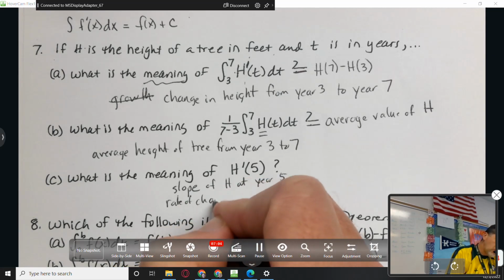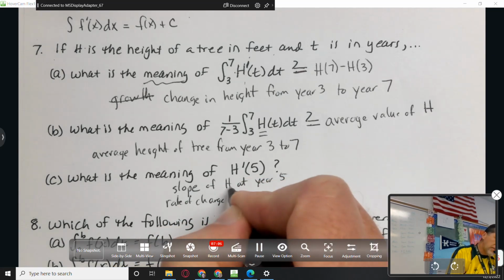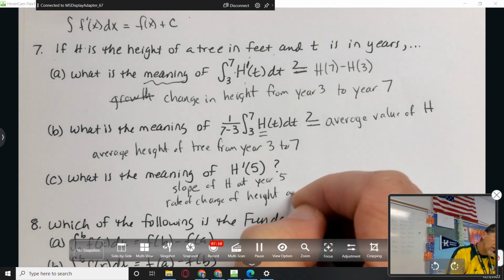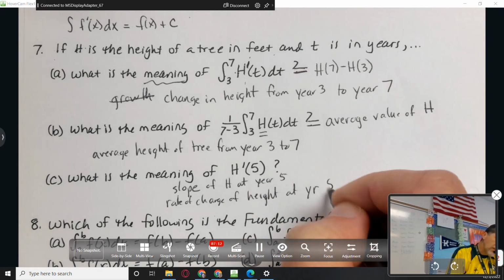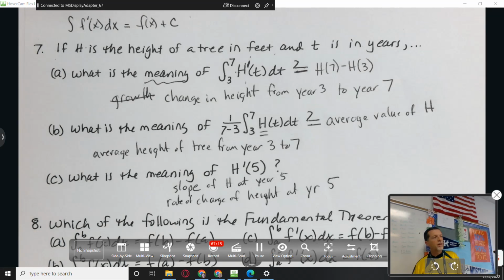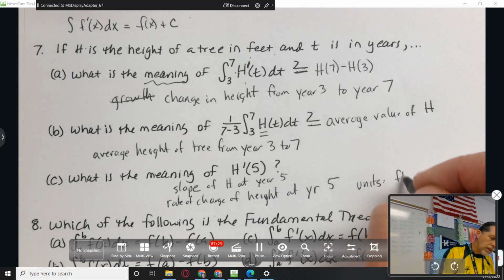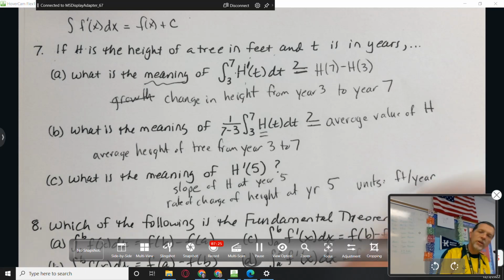Rate of change of h, so of the height of the tree, of the height at year 5. So how fast it's growing. So that would be in feet per year if we wanted the units of that. So it's growing at 1 feet per year or 2.5 feet per year or whatever.